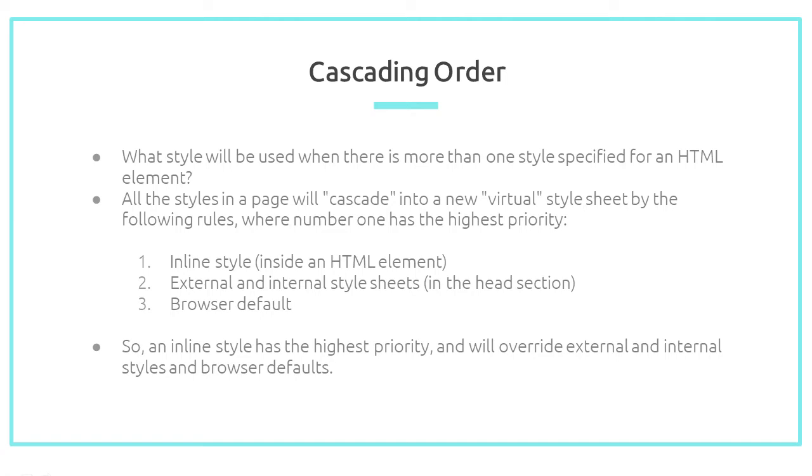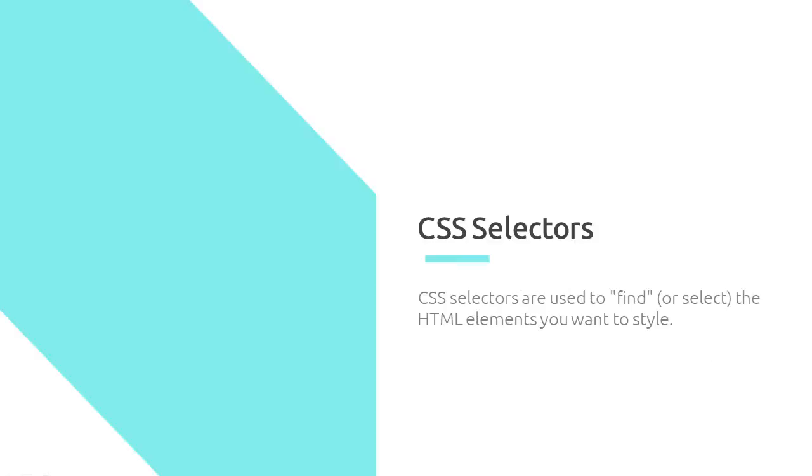Cascading order. What style will be used when there is more than one style specified for an HTML element? All the styles in a page will cascade into a new virtual style sheet by the following rules, where number 1 has the highest priority. Inline style, inside an HTML element. External and internal style sheets, in the head section. Browser default. So, an inline style has the highest priority and will overwrite external and internal styles and browser defaults.